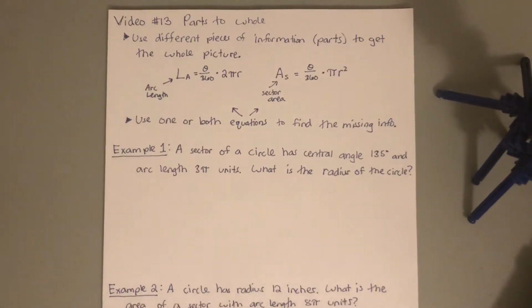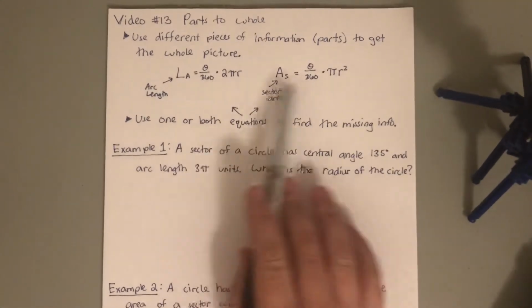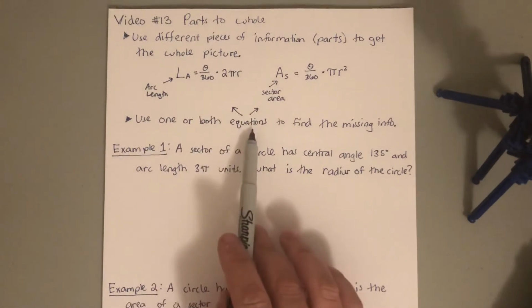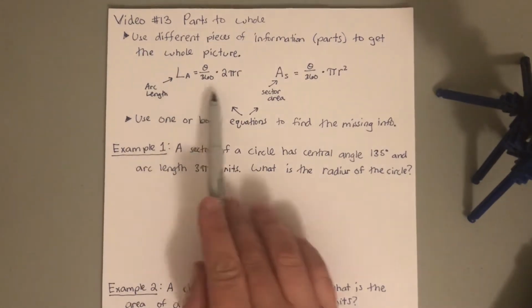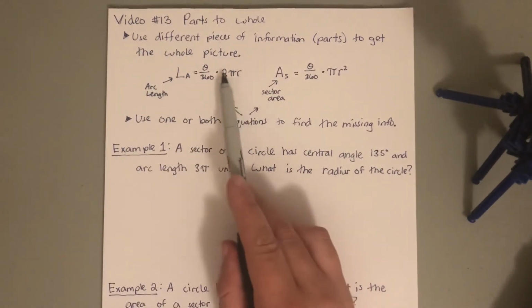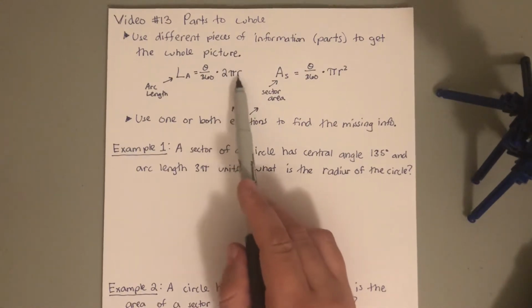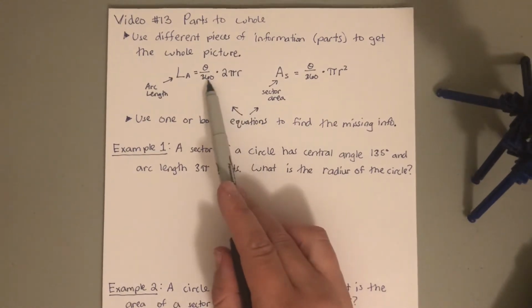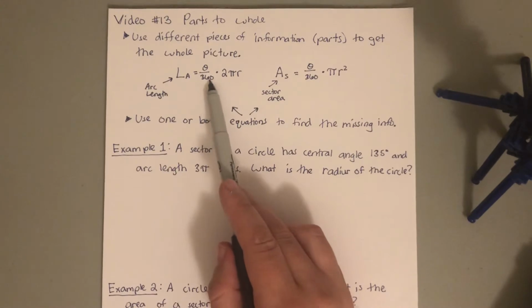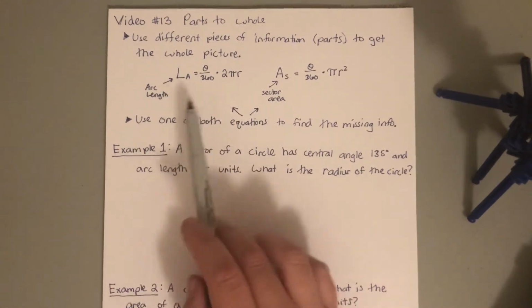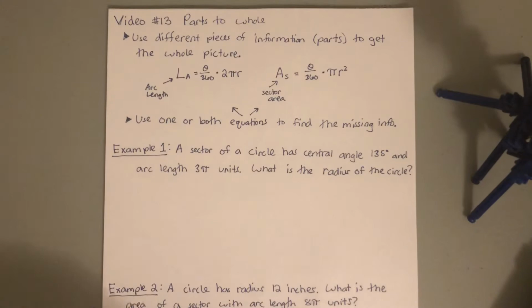To do that, we're going to use both of the equations, either one of them or both of them, to find the missing information. Remember, this is the equation for arc length. You take the entire circumference, or the distance around the circle, and multiply it by the fraction of the circle that you want, using the central angle divided by 360, the whole circle. That tells you the arc length of just the arc that you're interested in.